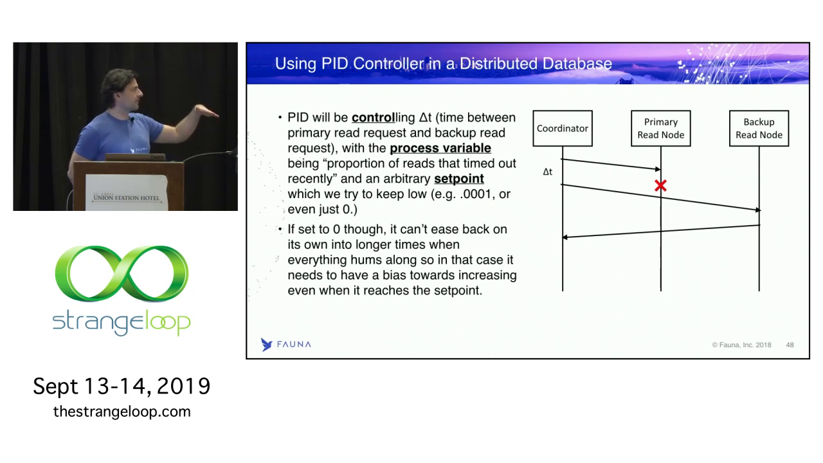So it issues the first read, and if it doesn't answer within the delta t, then it will issue the backup read to some other node. The process variable that we use is the proportion of reads that timed out recently, which you actually can set down to 0, or you can set it to some ridiculously low value that you want it to be effectively 0, like 1 in every 10,000 or so. If you set it to 0, though, then it can't really ease back on its own.